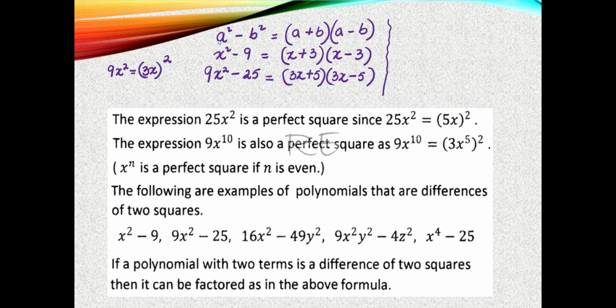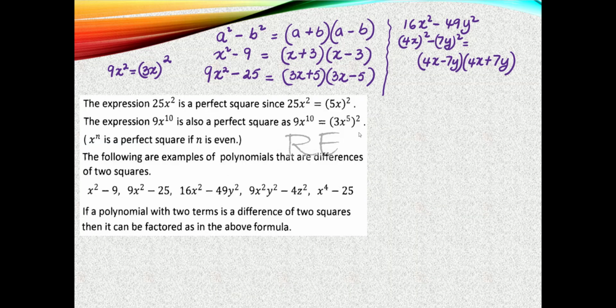Similarly, 16x squared minus 49y squared. 16x squared is 4x between parentheses squared, and 49y squared is 7y between parentheses squared. Therefore, we have a difference of two squares, and the answer will be 4x minus 7y times 4x plus 7y.